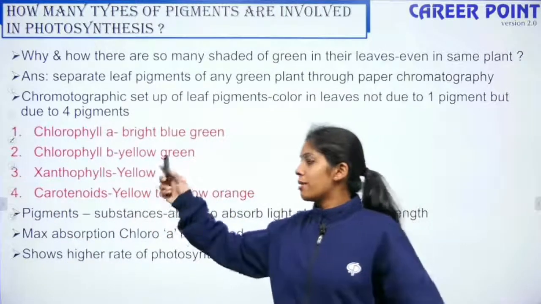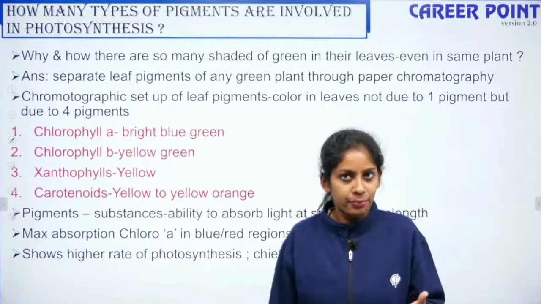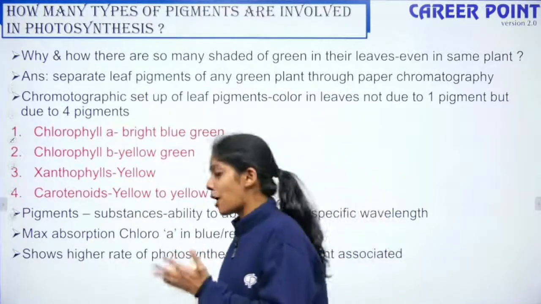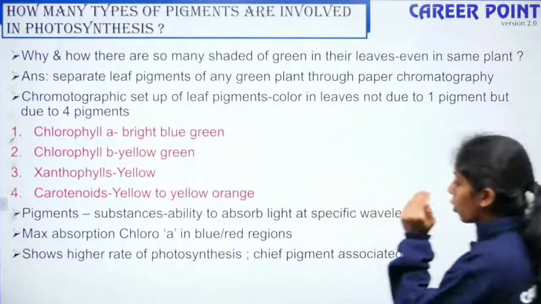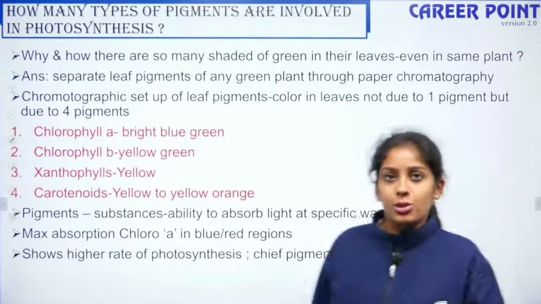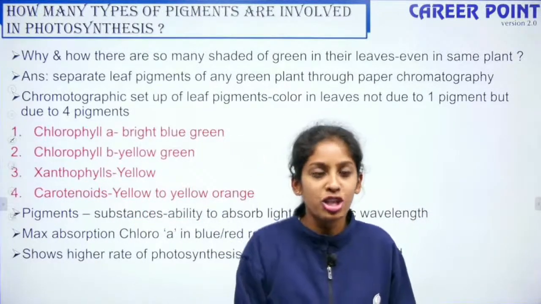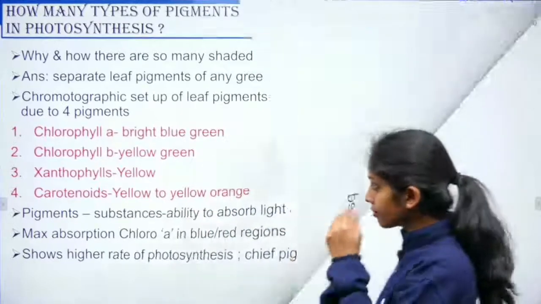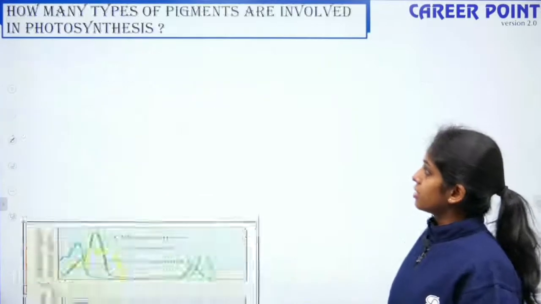Though there are so many people, there's only one leader. So always the leader is one and members are many. Similarly, the maximum absorption rate is shown by chlorophyll A. So this is the chief pigment associated, and you call that your chief pigment. Once again, this is repeated.